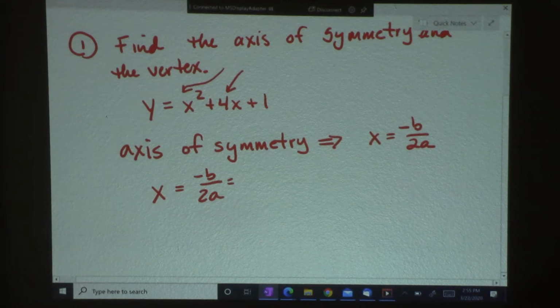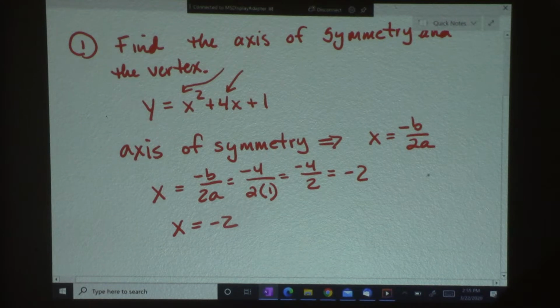So negative b would be negative 4 over 2, and then there's no number in front of x squared, so a would be a 1. And when I reduce that, I get negative 2. Okay, so the line x equals negative 2 would be my axis of symmetry. So that would look something like this right here. Okay, but we don't have to graph it right now. I just wanted you to understand again what that means.